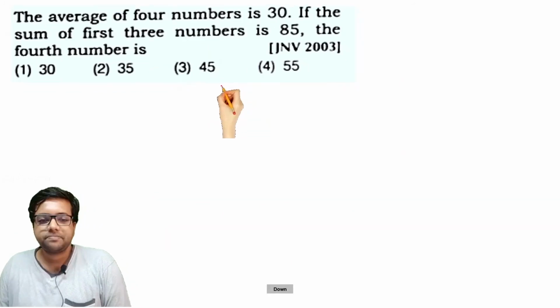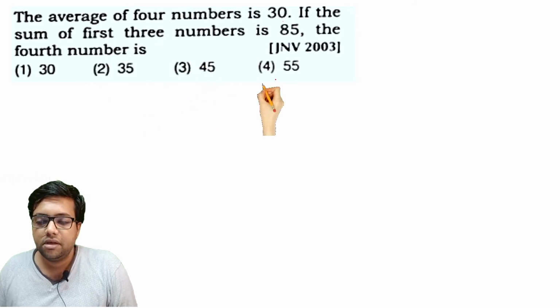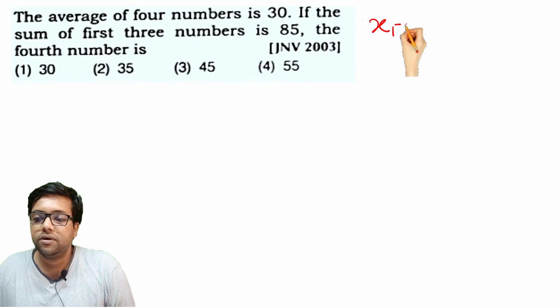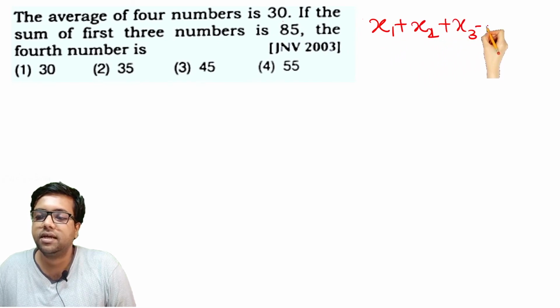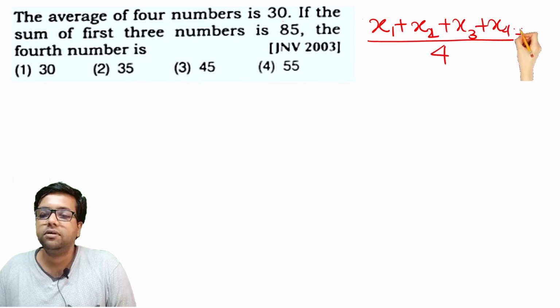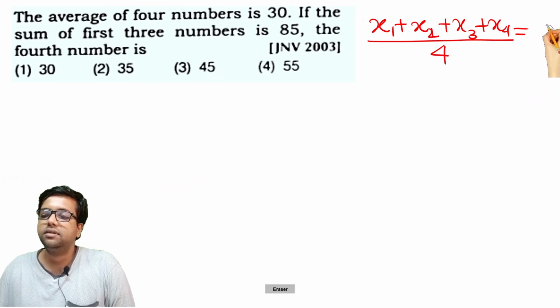Okay. The average of 4 numbers is 30. If the sum of first 3 numbers is 85, then the fourth number is what? See, the average of 4 numbers, how is it found? Let me call the 4 numbers x1, x2, x3 and x4. In order to find the average, we need to add them and divide by 4. That is 30, as given in the question.